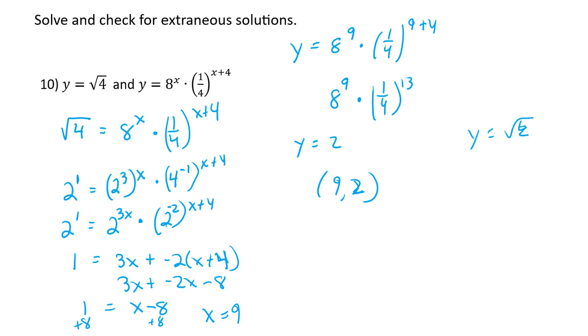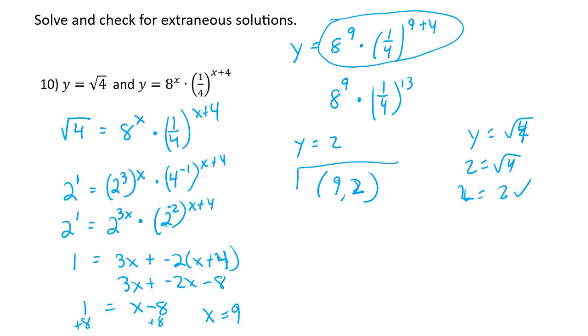Plugging it back in, you plug a 2 in for the first one where you have y, square root of 4. That y is 2, square root of 4 is 2. That works. If you plug a 9 into the second problem, which is what we did here, we did learn that the y is 2, so we've technically checked that point, so we know that is going to be a solution.